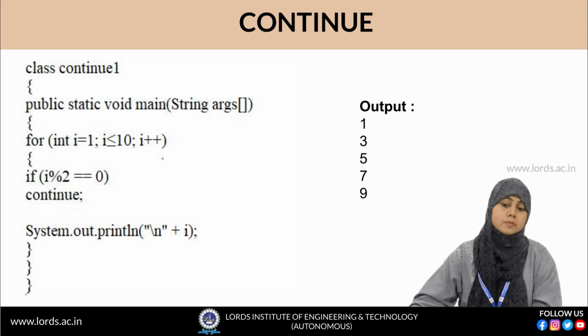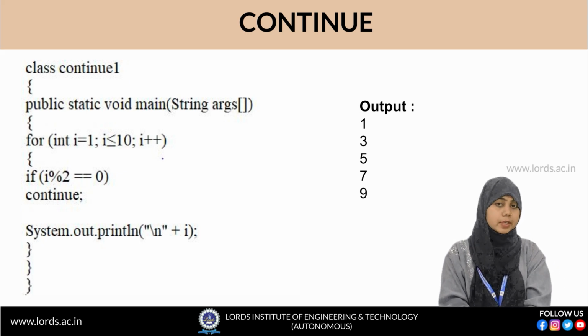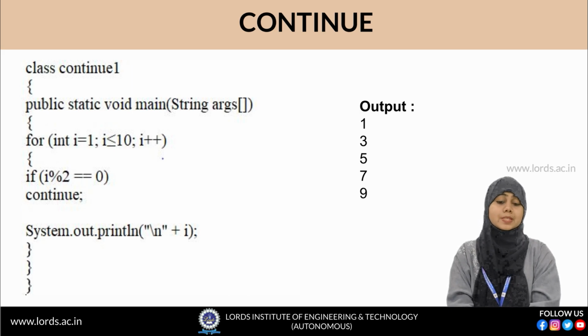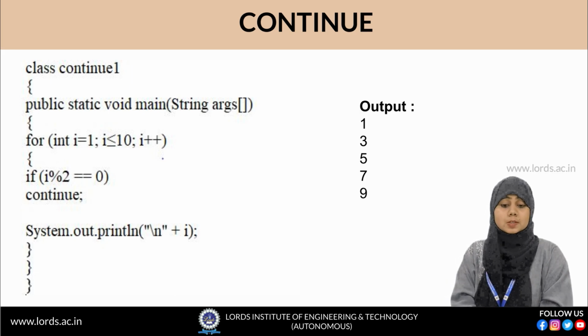In the similar program, I just did some modification. I'm using a for loop here. Now we have declared a user defined class, the class name is continue one, and I'm writing the main method. Under the main method we are writing the for loop. A for loop has all 3 steps together: initialization, condition checking, and the increment or decrement operator. So here we are initializing the I value to be 1, and we are saying that I must be less than or equal to 10, and then I plus plus, incrementing the I value.